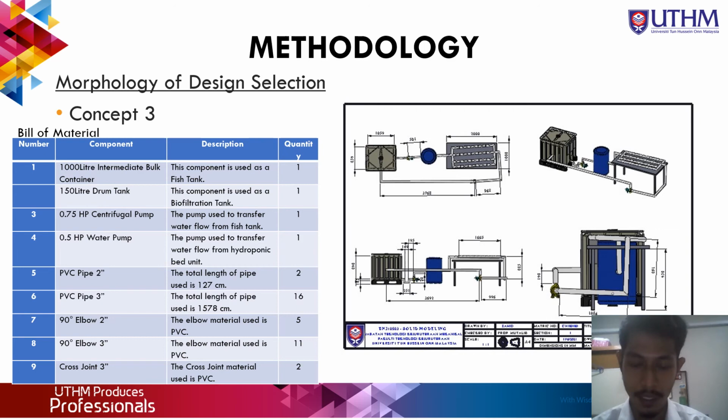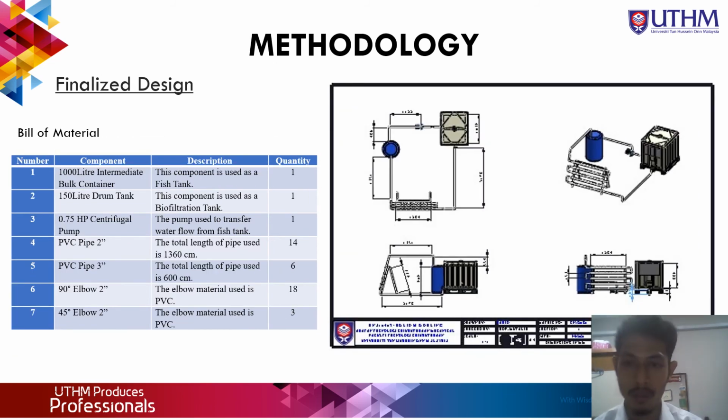And then this is the concept 3 design, which is a large scale system powered by two pumps. The first pump is a 0.75 horsepower centrifugal pump, and the second pump is a 0.5 horsepower water pump. Okay, so this is the finalized design that I selected for my project.